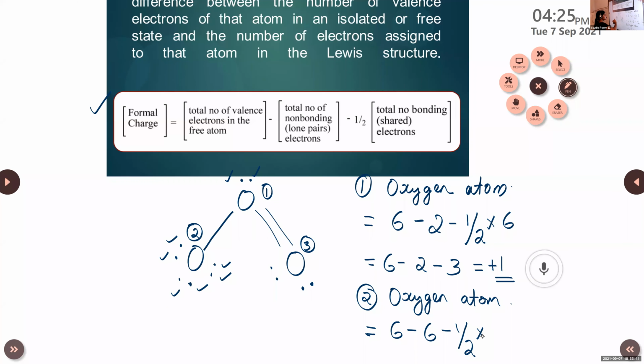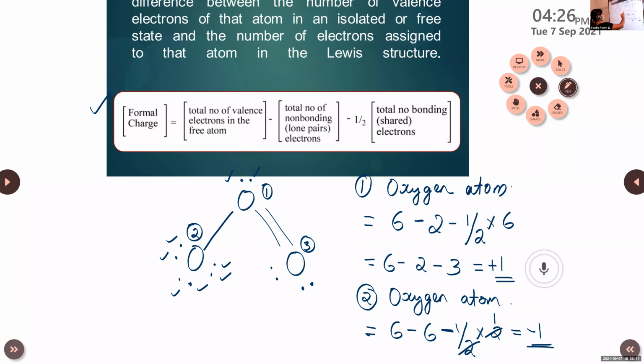Again minus half into total number of bonding electrons. Only one bond is on the second oxygen atom, so that means 2 electrons are shared. So what about the formal charge of the second oxygen atom? 6 minus 6, that is 0. Then again minus, 2 by 2, that is 1. So 0 minus 1, that is minus 1. Yeah, it's minus 1.